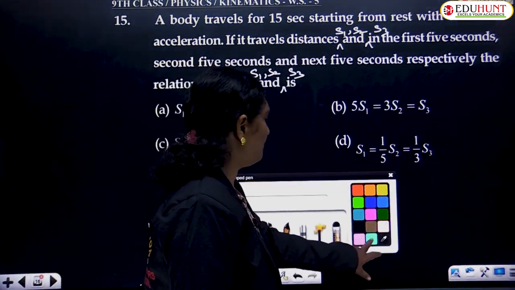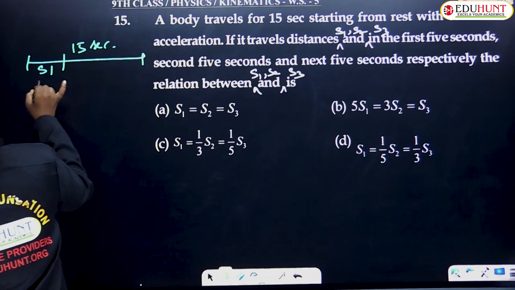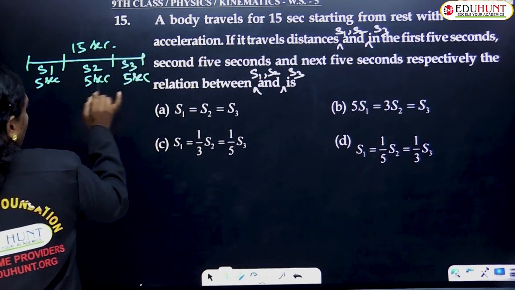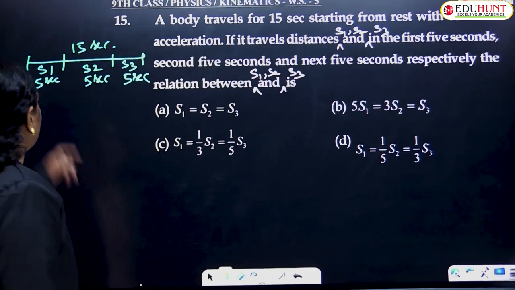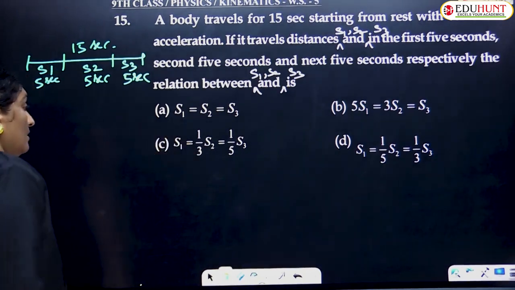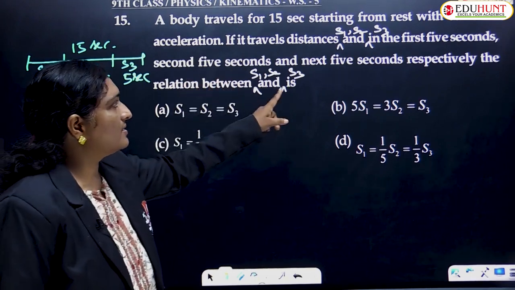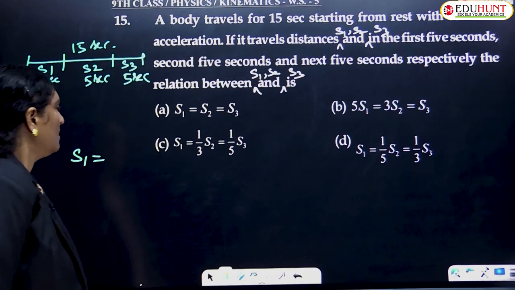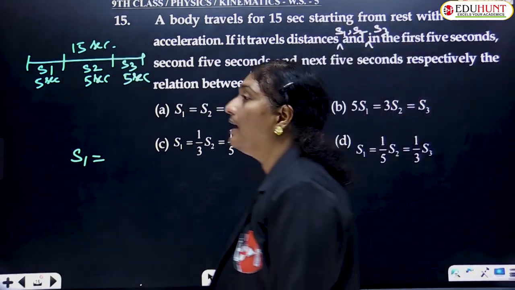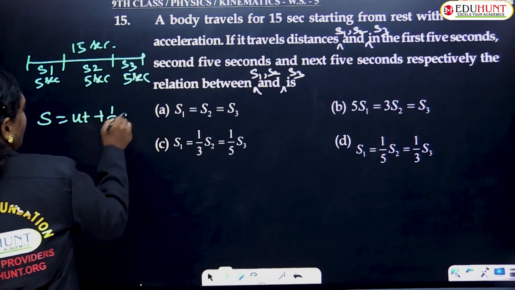Anyhow, let us try to find it out. So children, for 15 seconds it travels. It covers S1 distance in 5 seconds, some S2 distance in another 5 seconds and some S3 distance in the last 5 seconds, total 15 seconds. But all the distances are not equal. It only travels with uniform acceleration. So first of all, to find the formula for S1, children, this is not the nth case, like 5 seconds, next 5 seconds. So what is the distance formula? S equals ut plus half at square. That's it. Only the formula S equals ut plus half at square you have to use.